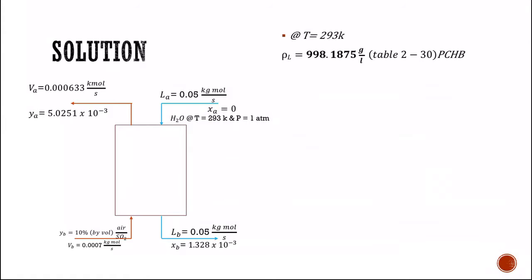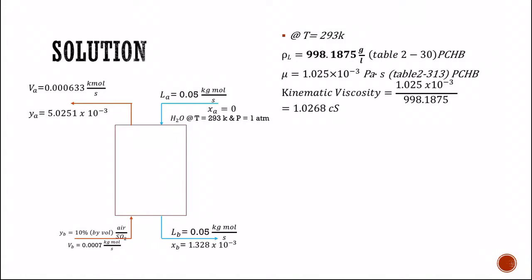At temperature, which is 293 here, we can calculate the density of liquid as 998.1875 gram per liter using table 2-30 of our handbook. The viscosity is 1.025 times 10 to the negative 3 Pascal second from the same handbook at table 2-313. And getting its ratio, we can calculate the kinematic viscosity as 1.0268 centistokes.